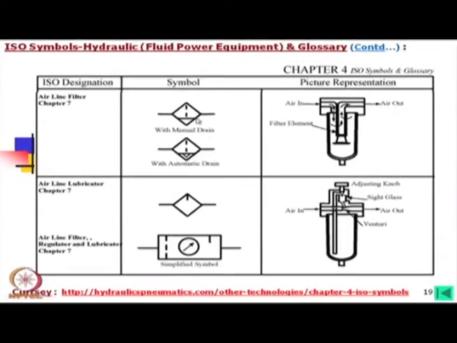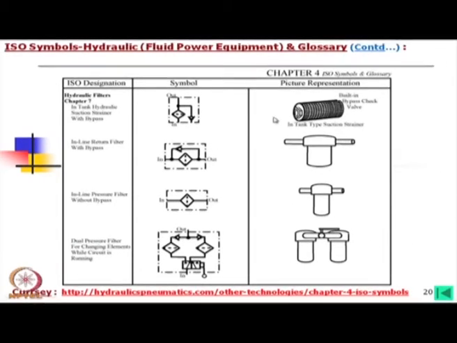Now, this symbol is for a filter, as you can see, with manual drain. In this case, if this sign is added, then it is an automatic drain. And again for the air line lubricator, the symbols are like this, and then there is this, called a strainer. Now, this is a strainer with a check valve, sometimes without a check valve.